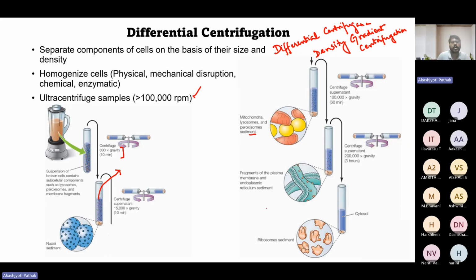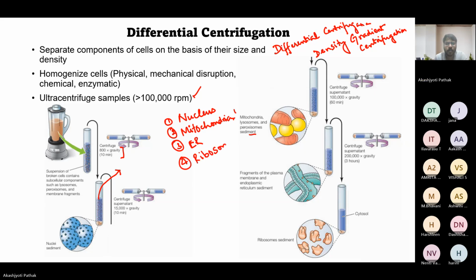It is good if you remember the order. At lower RPM, you first get the nucleus. Once you increase the centrifugal force, you get the mitochondria, lysosomes, peroxisomes. In the next round of centrifugation, you get the endoplasmic reticulum sediment, and in the fourth step, you get the ribosomes. So this is differential centrifugation.